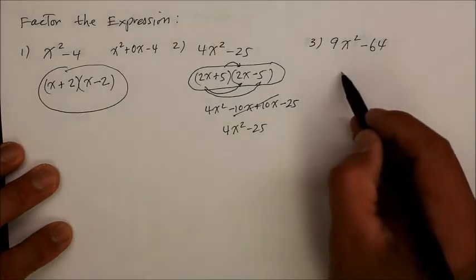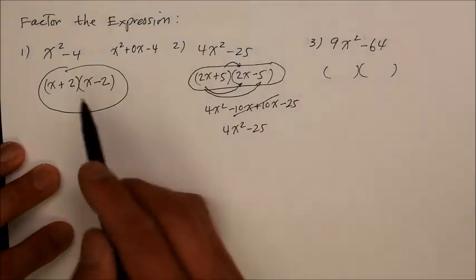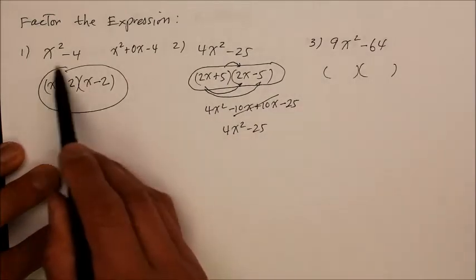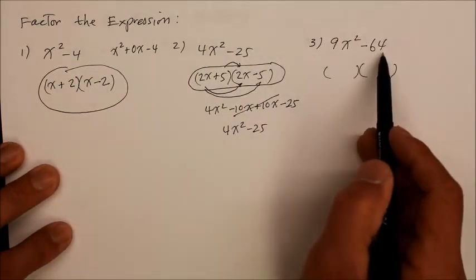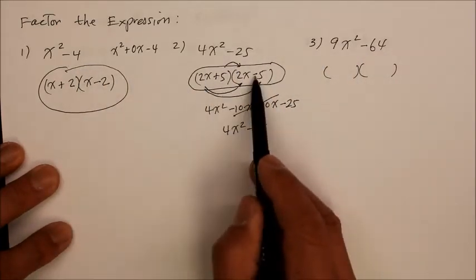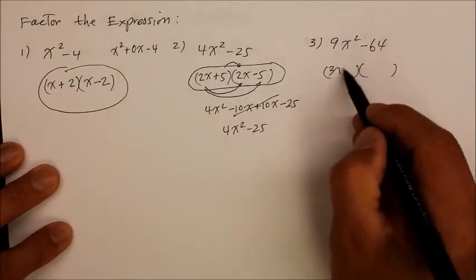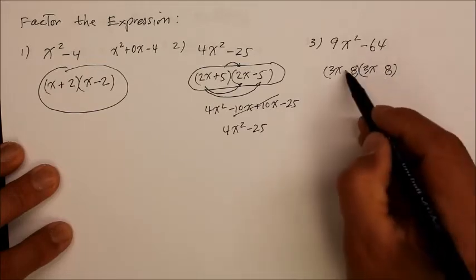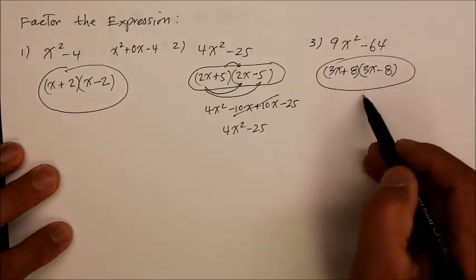So number 3, you can see right away, and if you noticed, they're always minus in between. The A terms and the C terms are all perfect squares, and they're always minus, because one has to be plus and one minus to cancel out the middle term. So here you have 3x, 3x, 8 and 8. And one has to be plus and minus, and you're done.